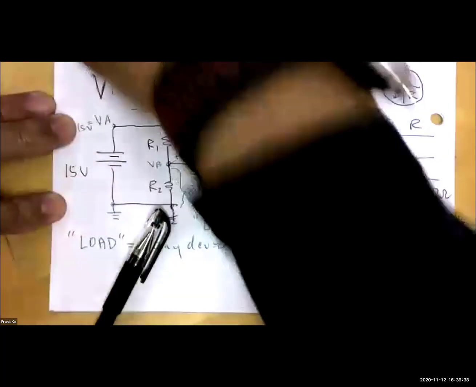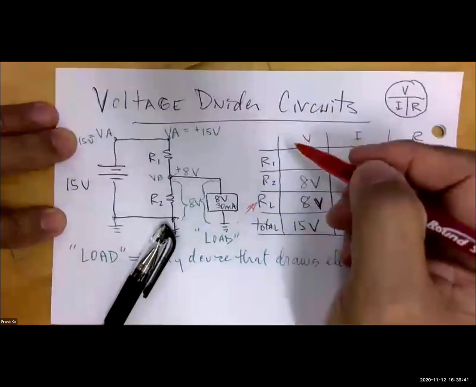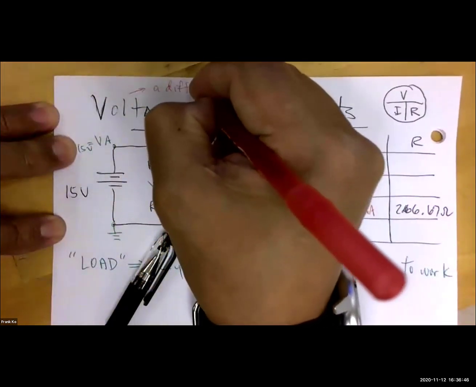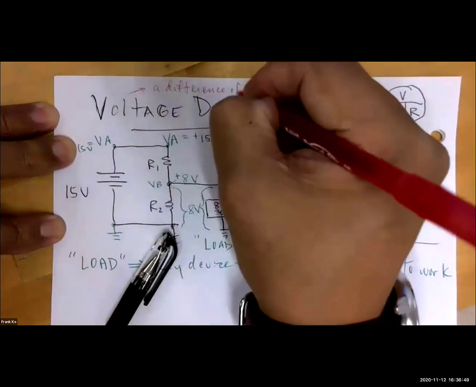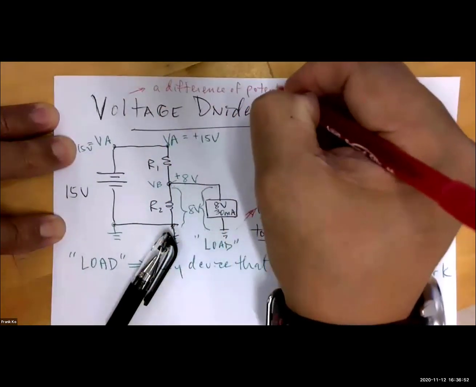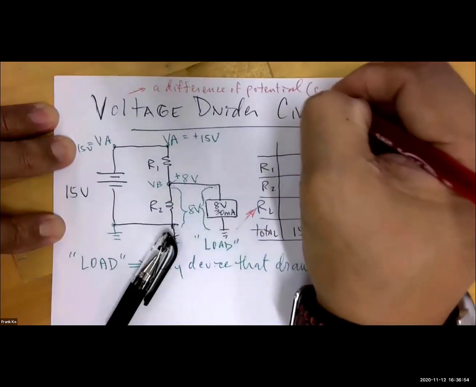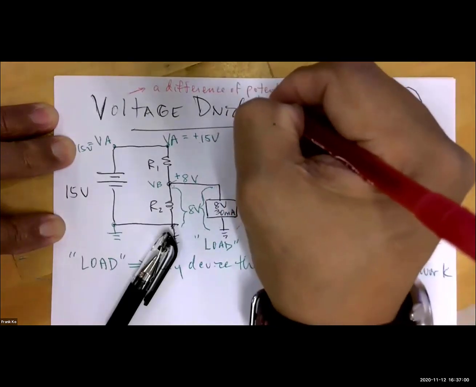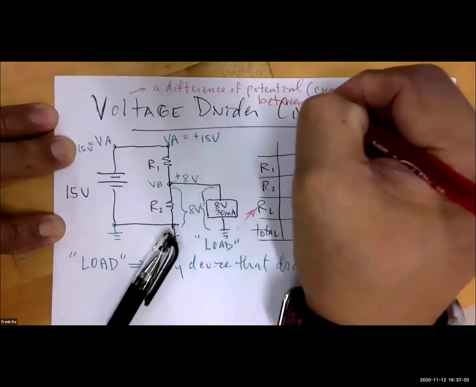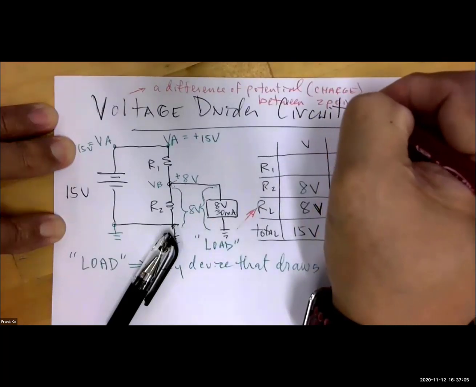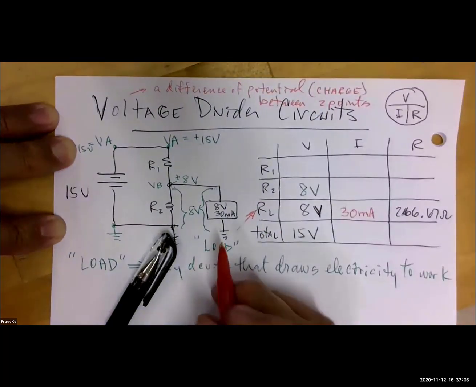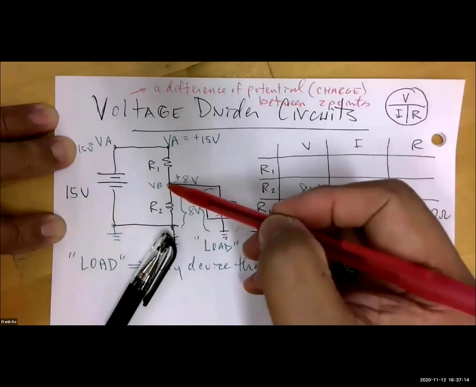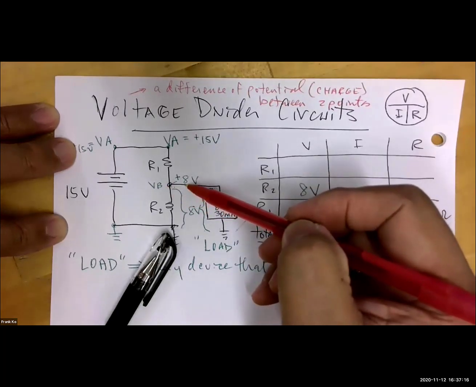What, if you recall, was one of the definitions of voltage? Wasn't one of the definitions of voltage a difference of potential? In other words, a difference of charge. Charge is the same as potential, a difference of charge between 2 points. That's one of the definitions of voltage. And clearly, at the top of R1, we have charge. We have potential of plus 15. At point B, the bottom of R1, we have a potential of 8.